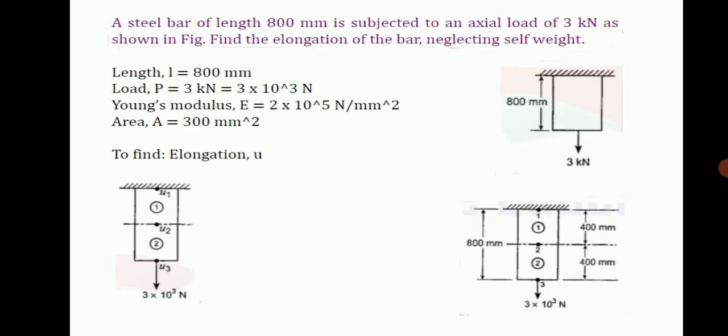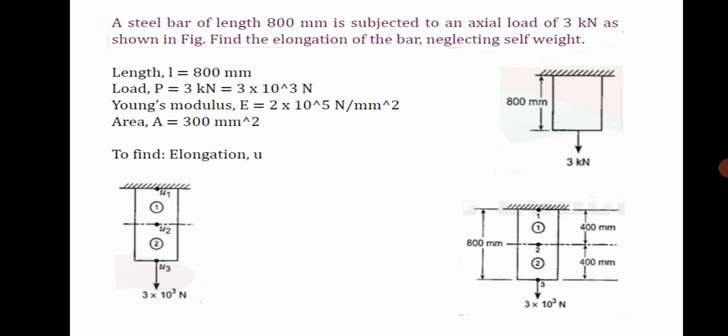So the first problem is: a steel bar of length 800 mm is subjected to an axial load of 3 kN as shown in the figure. Find the elongation of the bar. We want to find the elongation, that means the displacement of the bar element, and it's given as neglecting self weight. So the total length given is 800 mm. So we want to divide this bar element.